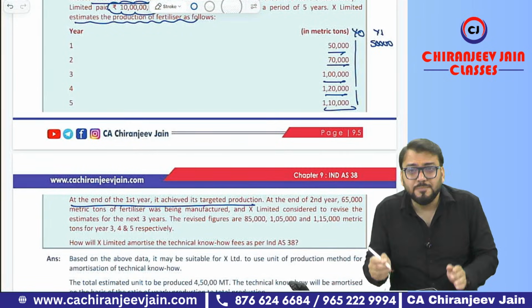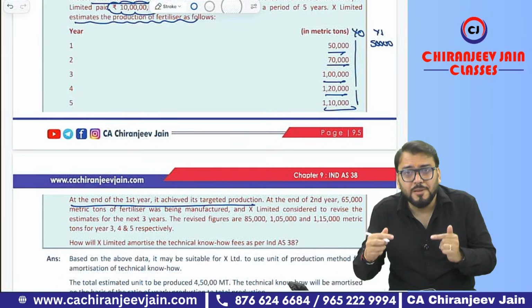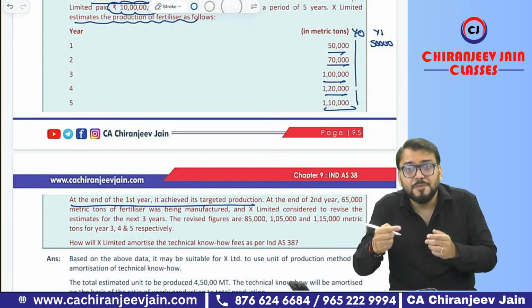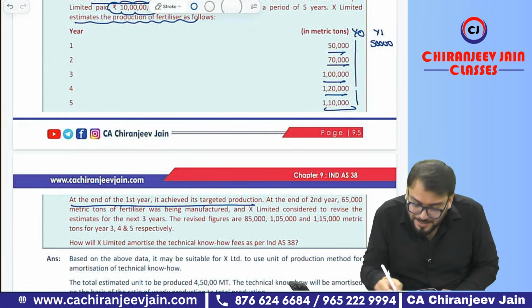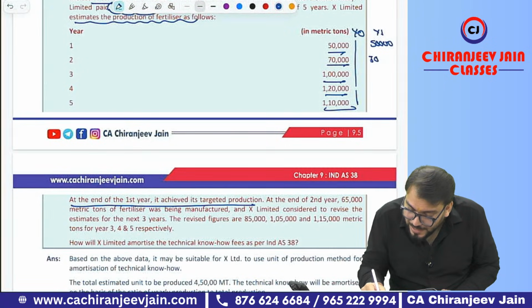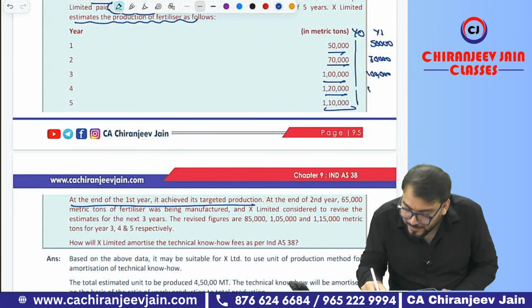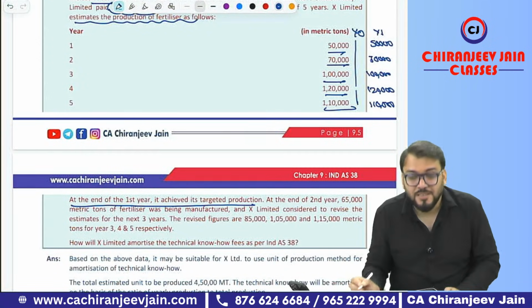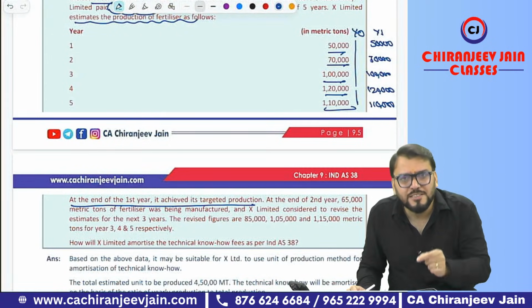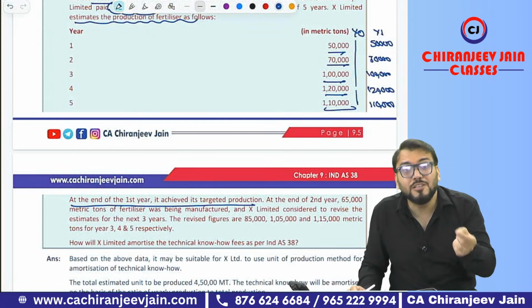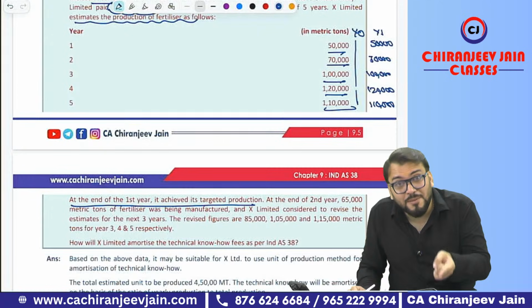At the end of year 1, a revised estimation has not been given. If at the end of year 1 a revised estimation has not been given, what assumption will we take? The same estimation will prevail. It means whatever estimation was done at Y0 remains the same at Y1. That is only our assumption.